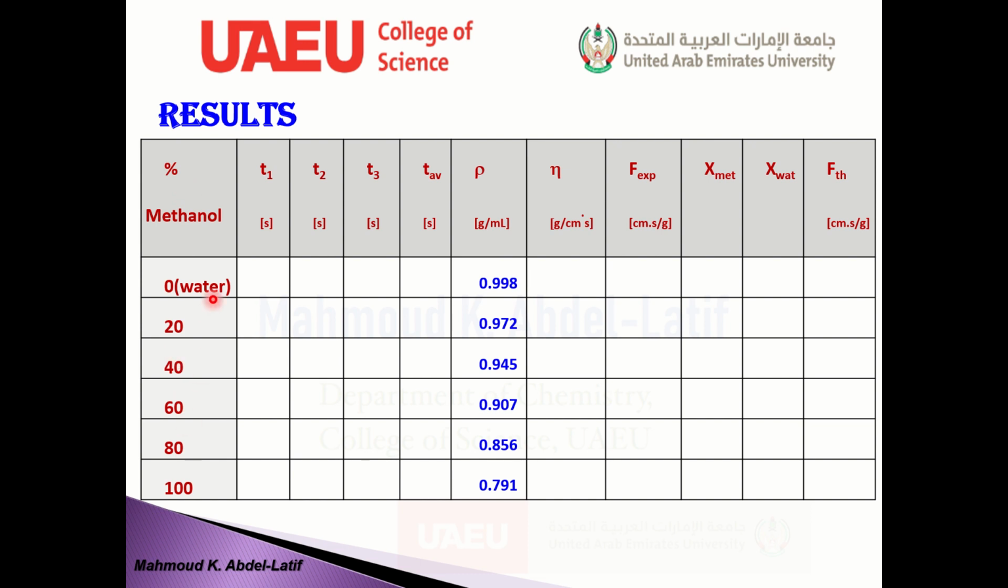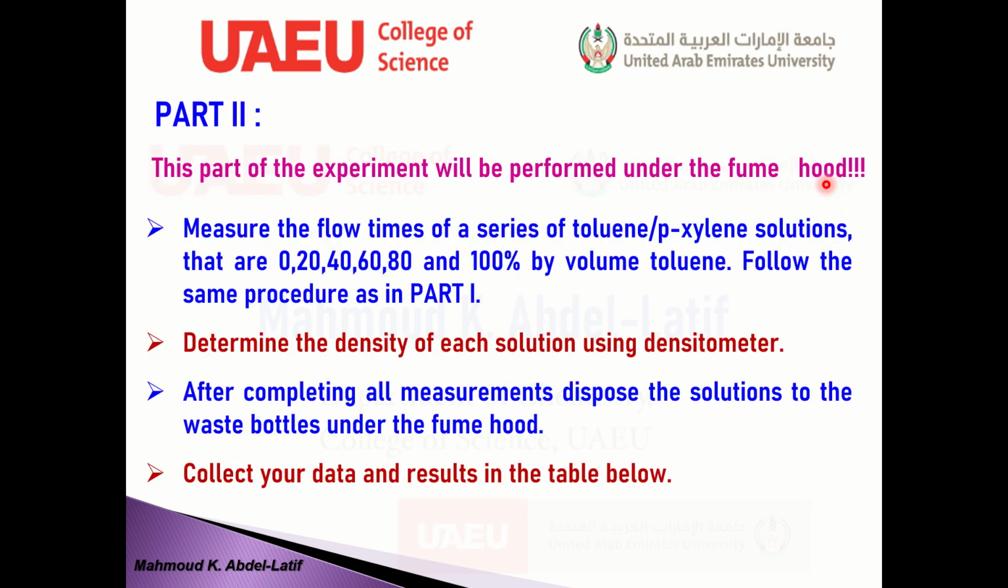We're going to do each experiment 3 times and take the average time. And these are the densities, and use the previous equation to determine the eta, the relative viscosity for solutions. And here it will be the same, it's water. And we can determine the experimental fluidity, which is 1 over the eta. It's easy to calculate the mole fraction for water and the methanol, and you can calculate the theoretical fluidity using the previous equation.